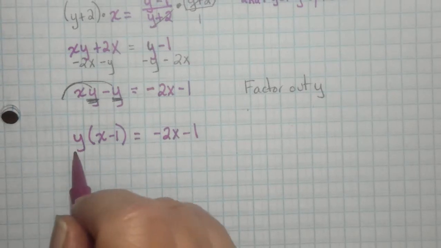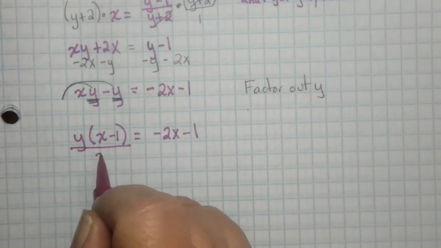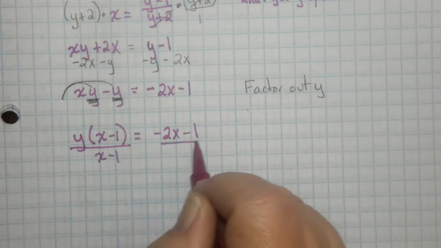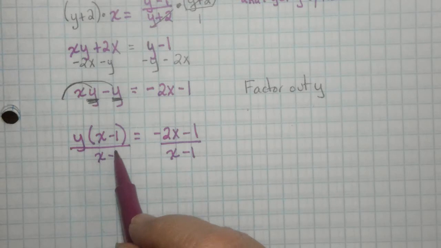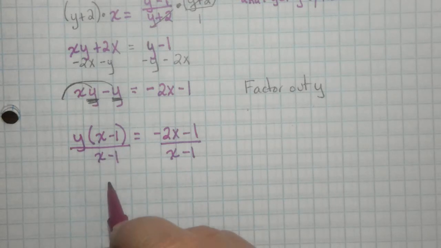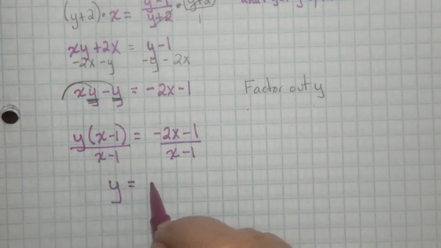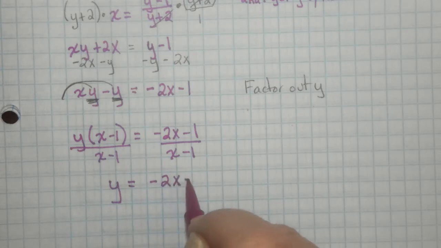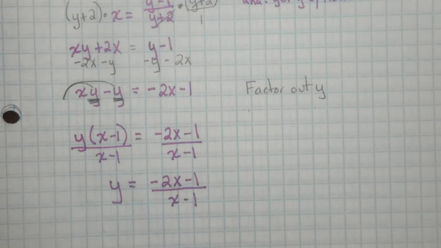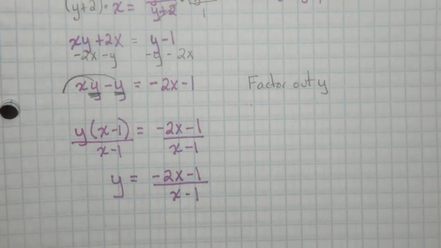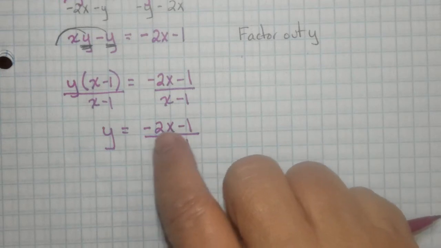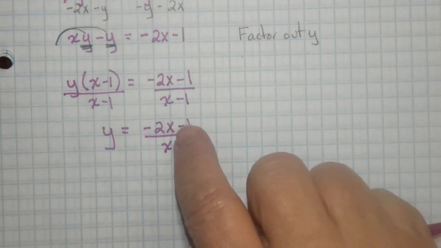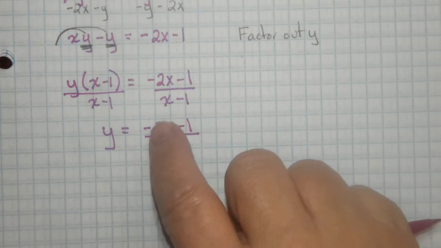So now I'm going to divide both sides by x minus 1. And when I do that, the x minus 1 terms will divide out, and y will be by itself. And then I'll have negative 2x minus 1 divided by x minus 1. And now I can't divide these because multiplication comes before subtraction, so this is grouped together.